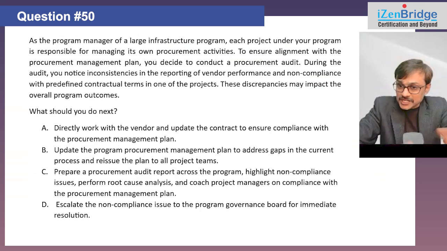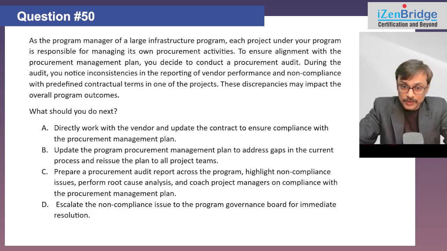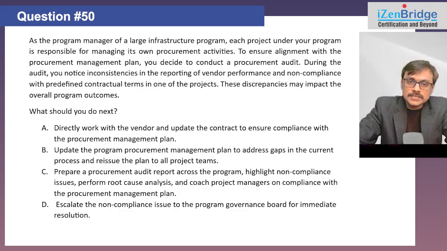So question number 50, the final question for this video. As the program manager of a large infrastructure program, each project under your program is responsible for managing its own procurement activities. To ensure alignment with the procurement management plan, you decided to conduct a procurement audit. During the audit, you noticed inconsistency in the reporting of vendor performance and non-compliance with predefined contractual terms in one of the projects. These discrepancies may impact the overall program outcome. What should you do next?